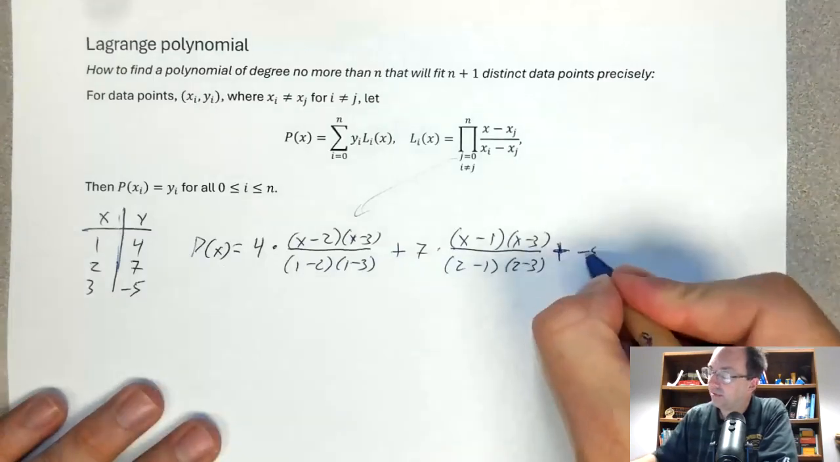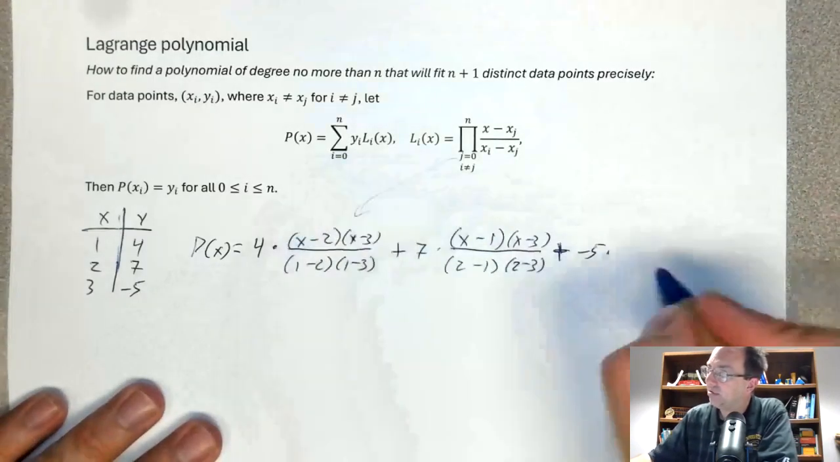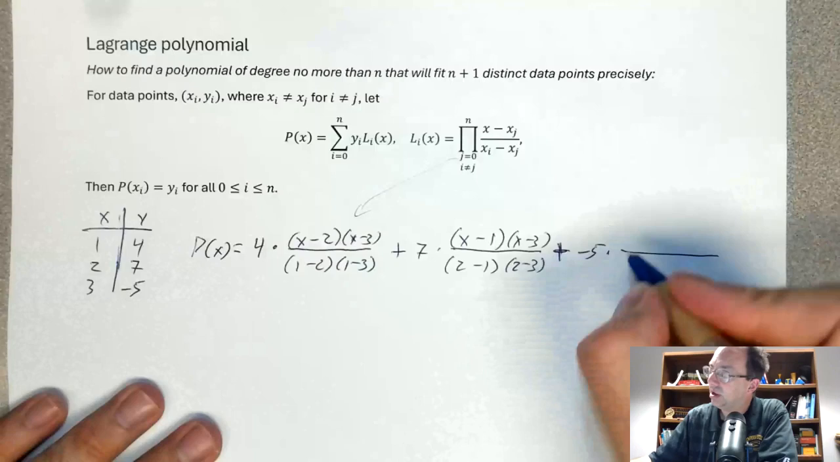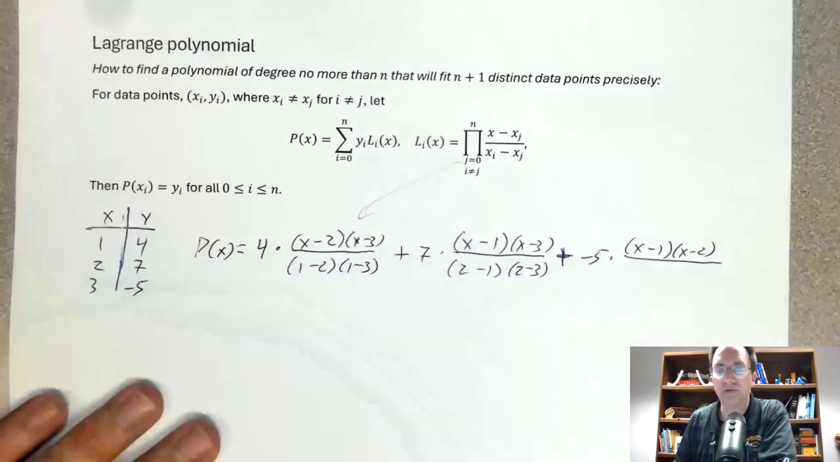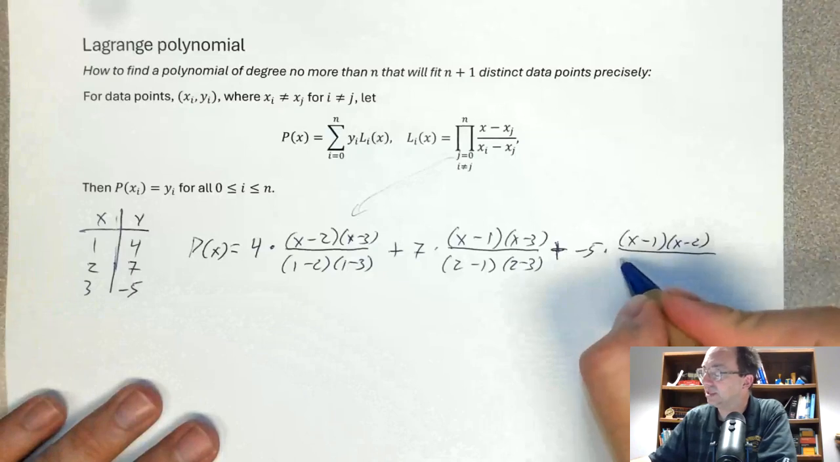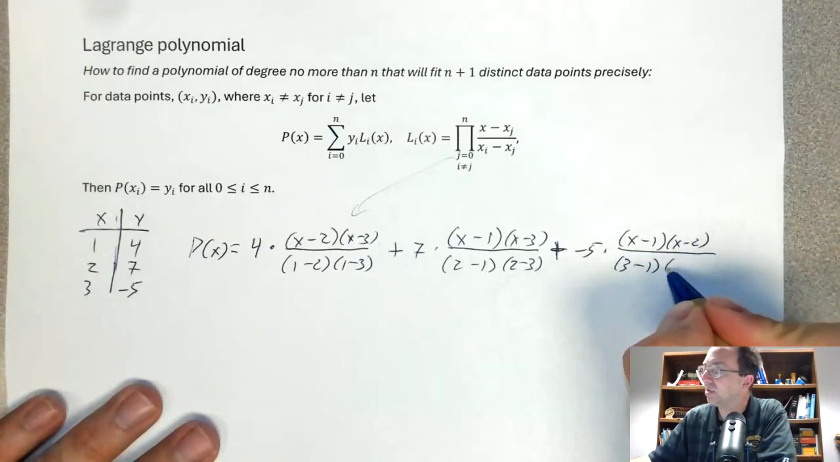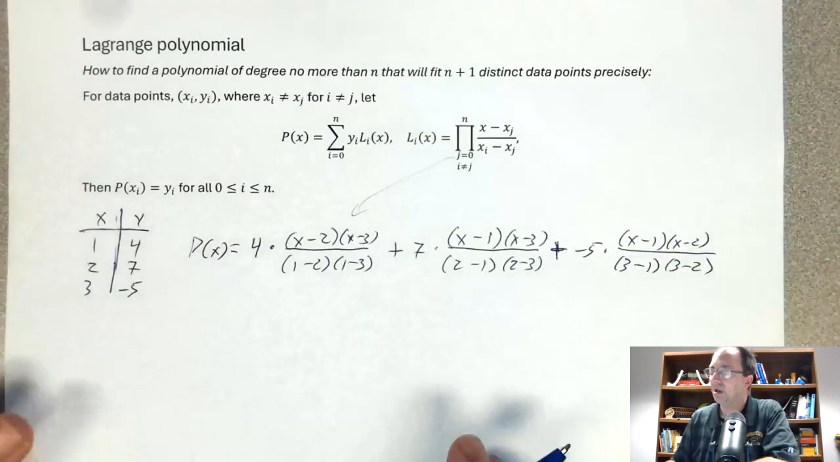Here's what I would write. Negative 5 for my y value, and then for my ratio, I have x minus 1 and x minus 2, because I'm skipping the third data point, which means since x is 3, I'm going to plug in 3 minus 1 and 3 minus 2.